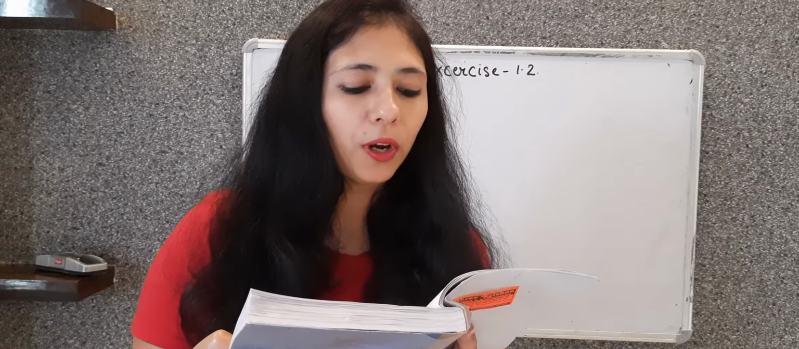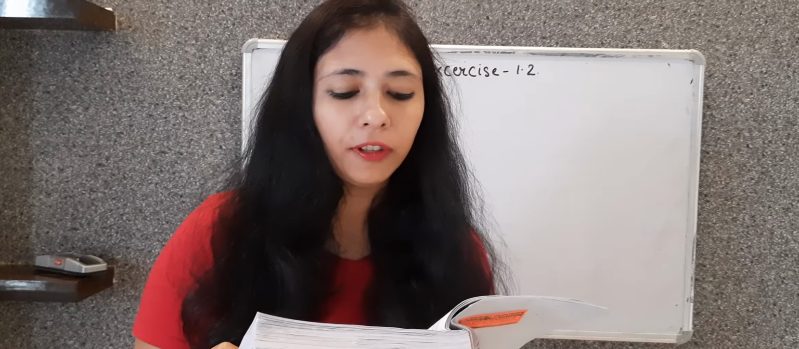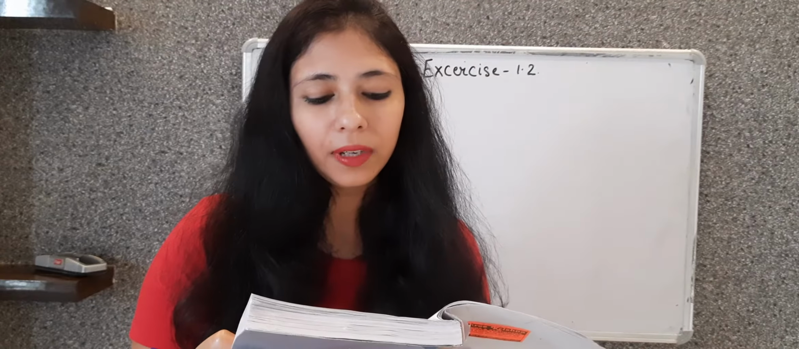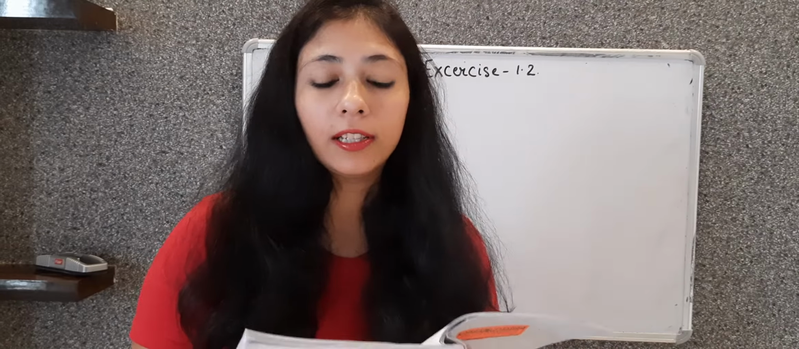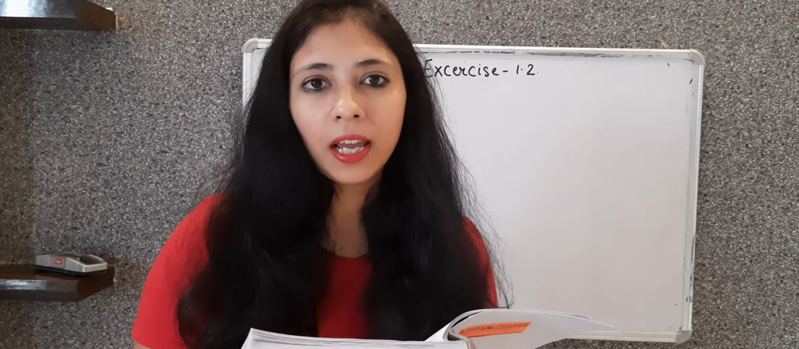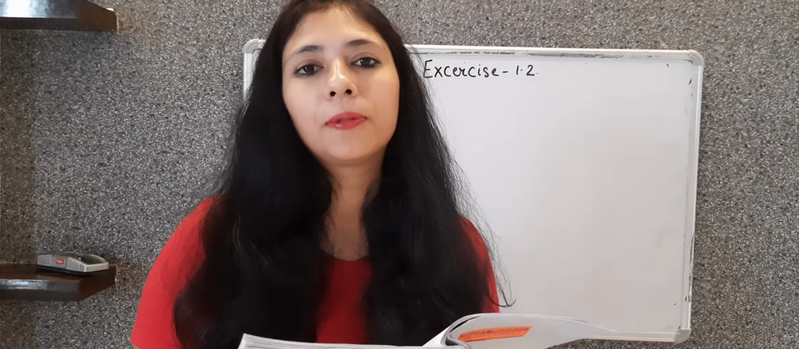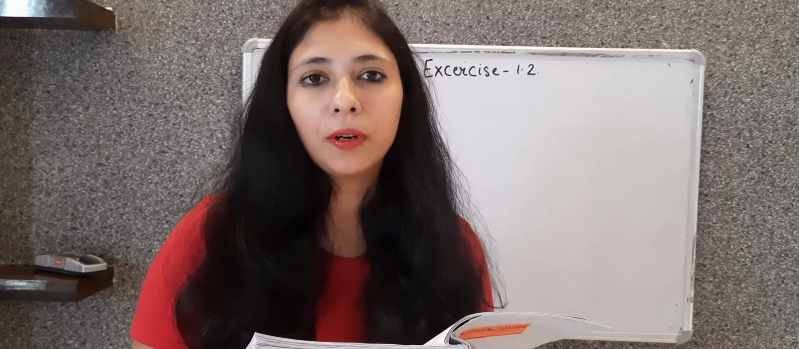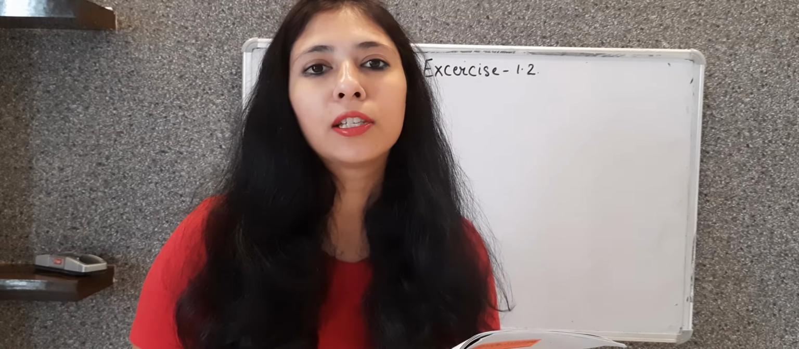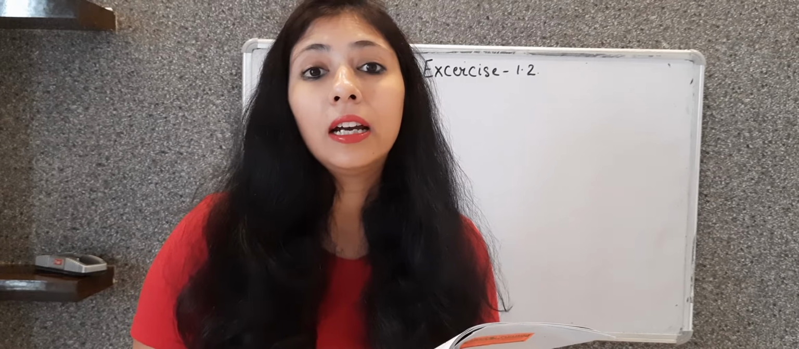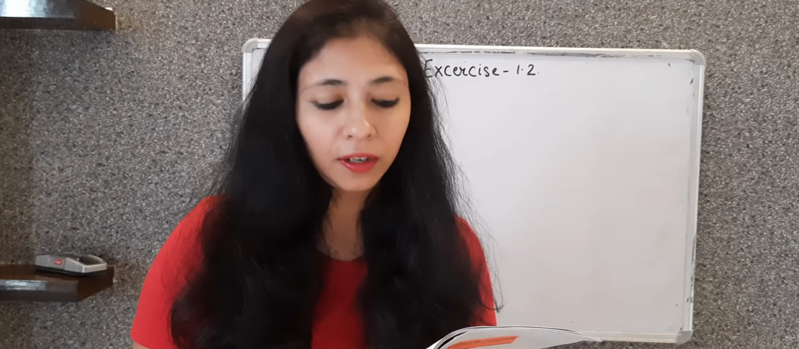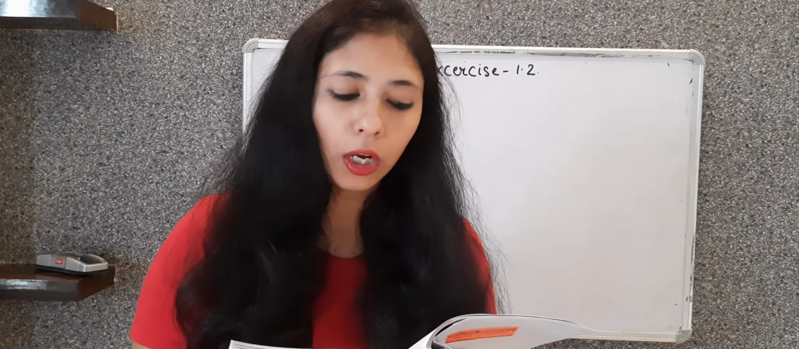Second, every point on the number line is of the form root m, where m is a natural number. The answer is false, because if I substitute natural number values, I'll get root 1, root 2, root 3, root 4, but it won't cover the negative numbers. So our answer is no.